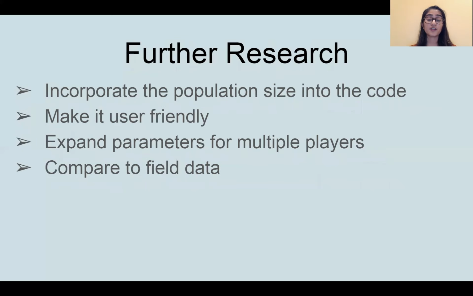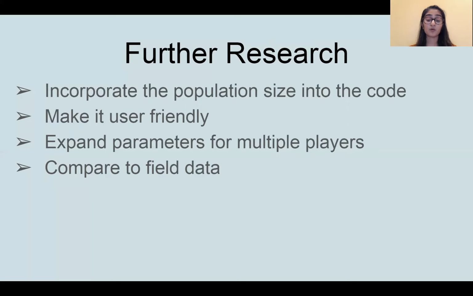For further research, I would like to include the population size in the code in order to account for how many individuals need to cooperate with one another in order for the species to survive. This code doesn't take in how many individuals are in the population. Cooperation differs between how many there are, whether it's 5 or 1,000.